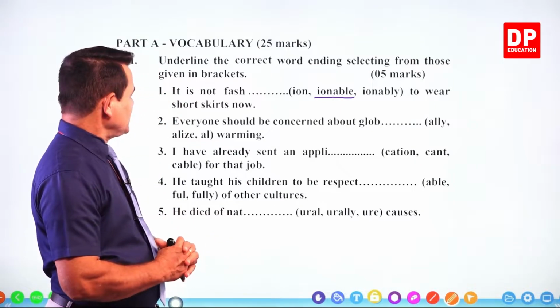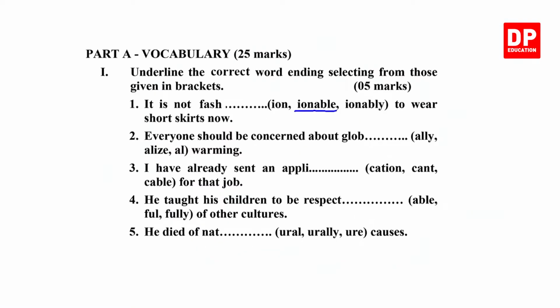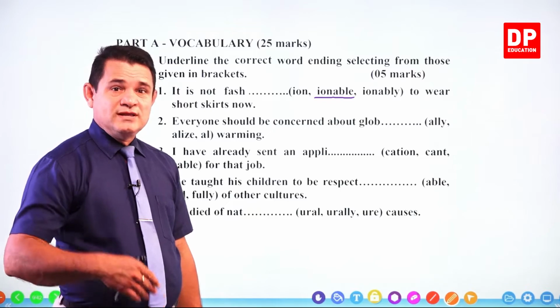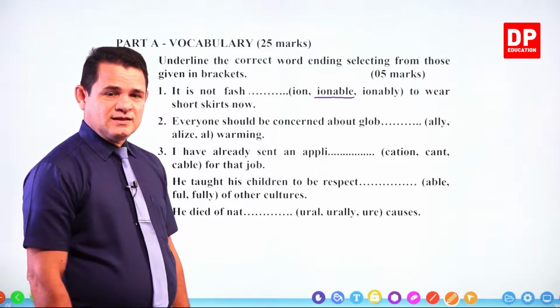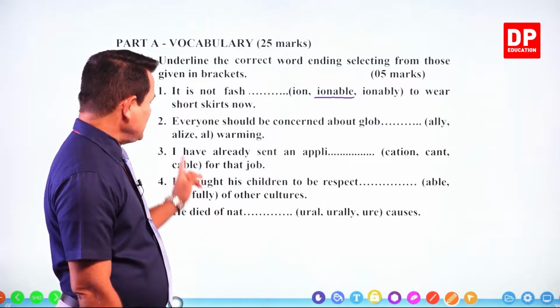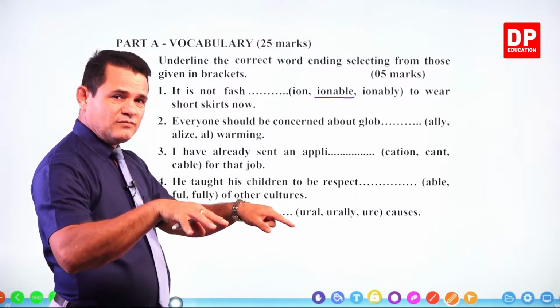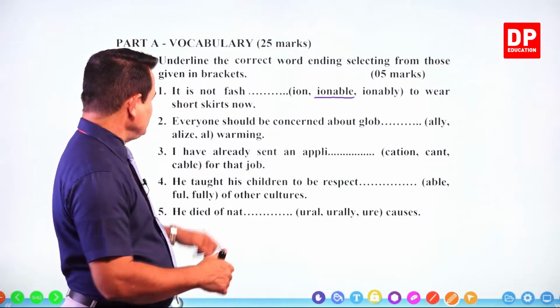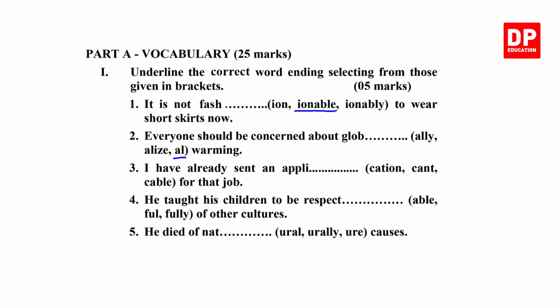Second one: everyone should be concerned about හැමෝම අපි සැලකිලිමත් වෙන්න ඕනේ මොනවාද? globally warming නැත්නම් globalized warming or global warming? ගෝලීය උණුසුම ගැන. Then how do we tell? globally warming කියන්නේ නැහැනේ අපි, and also we don't say globalized. Globalizes is the verb form. So actually we say global warming, which is the correct word ending.